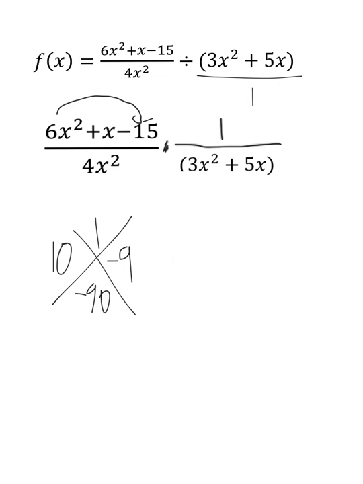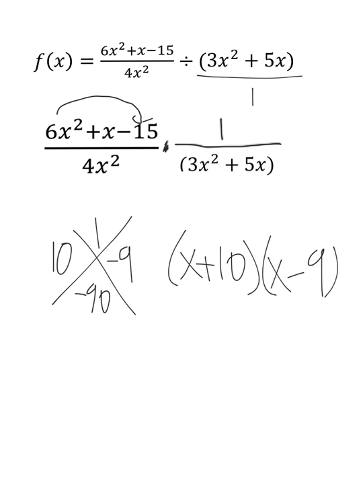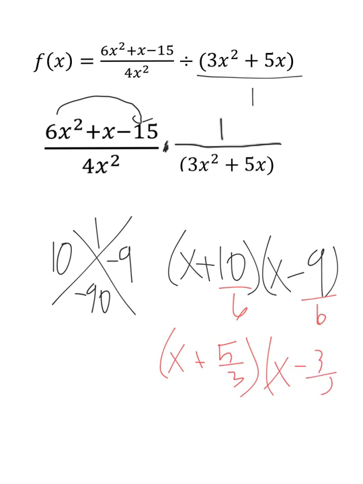So we got x plus 10 times x minus 9, and then you have to divide out that front number. All right, so we're going to divide out 6. So let's see here. 10 over 6 would simplify. They can both cut in half. That's going to make 5 over 3. And then 9 over 6, that'll simplify too. They can both divide by 3. So that'll make 3 over 2.